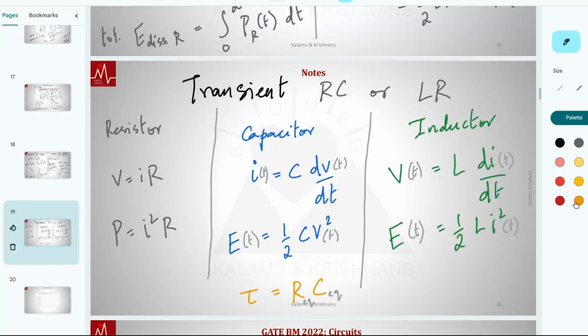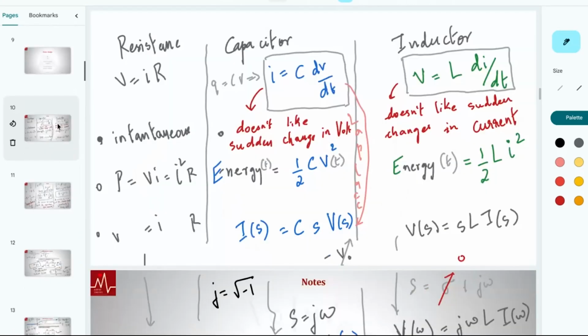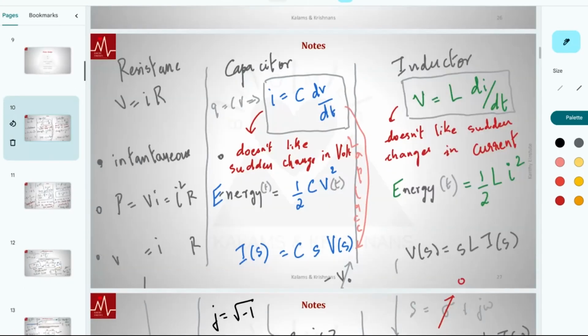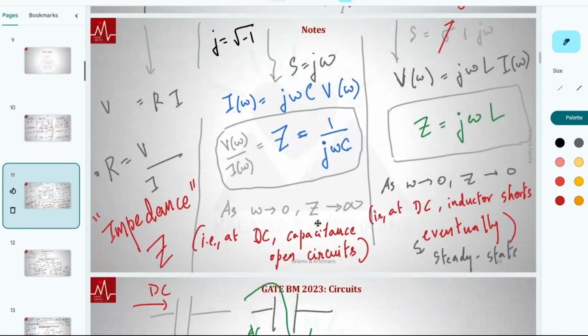And here you have tau is L over R. So for multiple inductors and multiple resistors, you go to an equivalent. The rest of the things are all essentially consequences of this. Notice, in fact, that is what I wrote down. Then one step down the line, Laplace transform, Fourier transform, and all that.